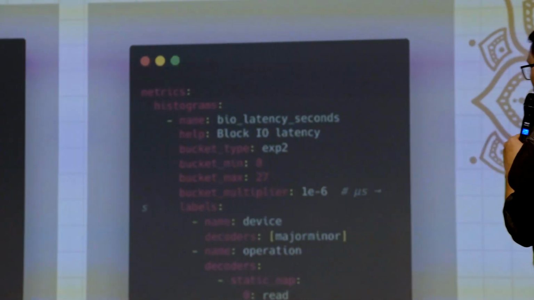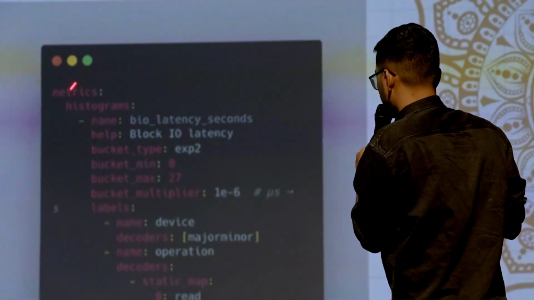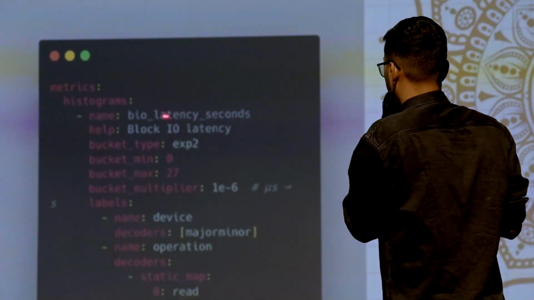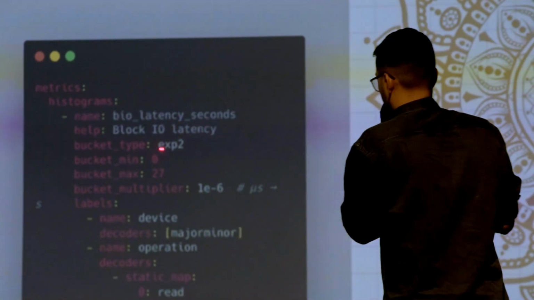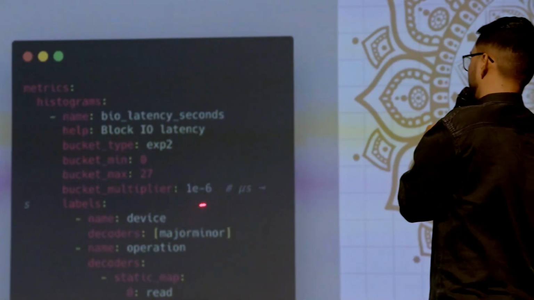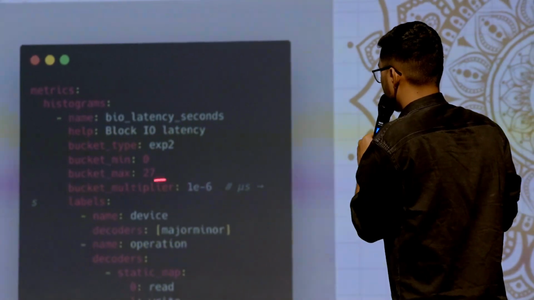And here is a small YAML config as well, which we can use for the eBPF exporter. Here it tells about the name of the metric, bucket type, then bucket multiplier, and also it provides different labels as well.